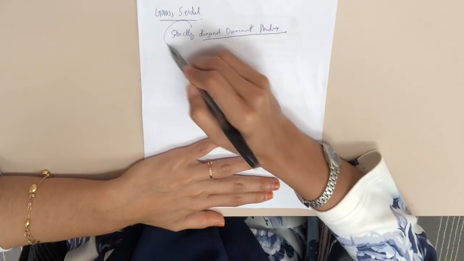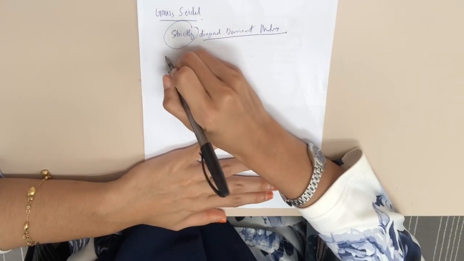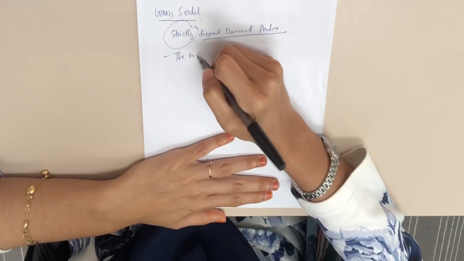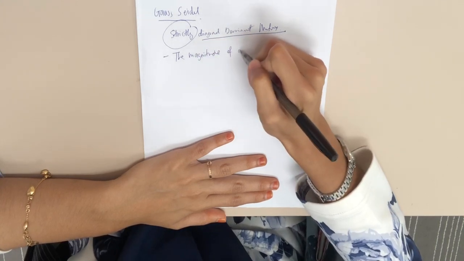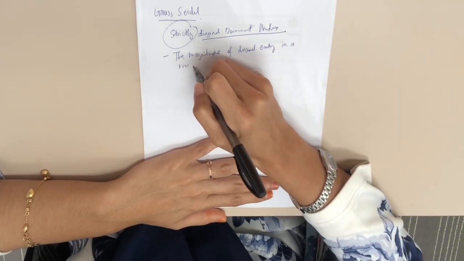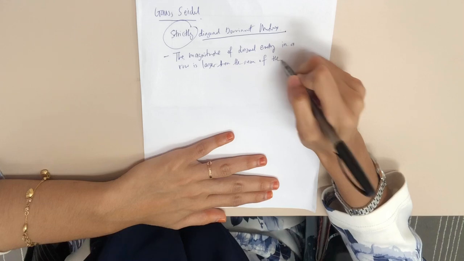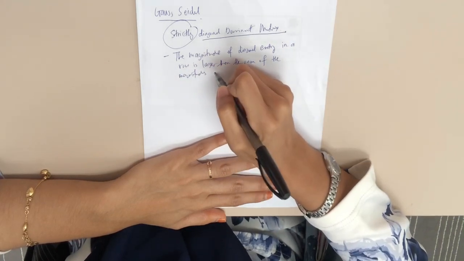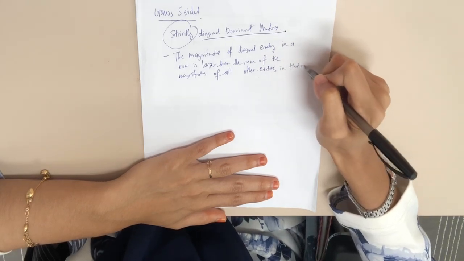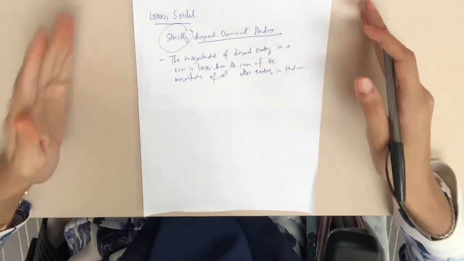But now, what is meant by strictly diagonal dominant? There is an extra keyword here, strictly. Referring to your slides, strictly diagonal dominant means the magnitude of the diagonal element, or diagonal entry, in a row is larger than the sum of the magnitudes of all other entries in that row. Understand or not? Alright, so this is what strictly diagonal dominant means in a sentence.